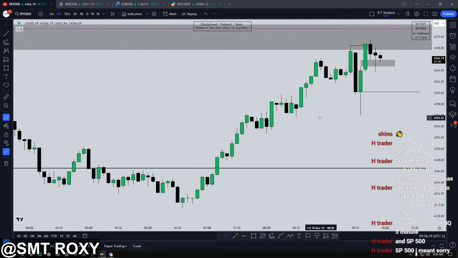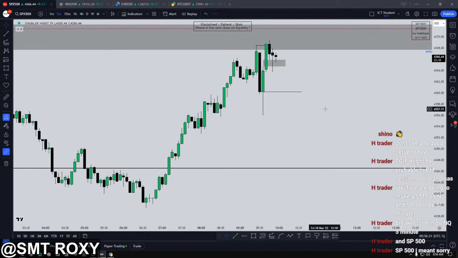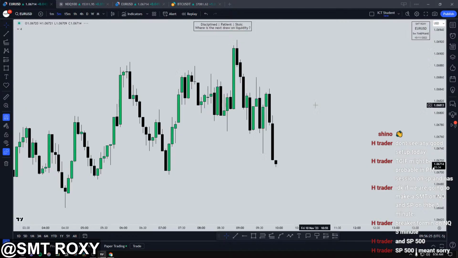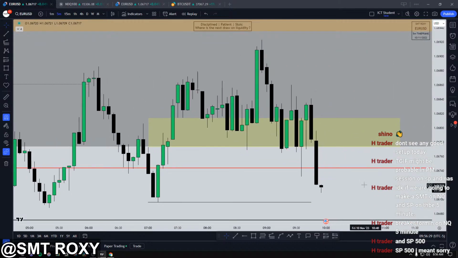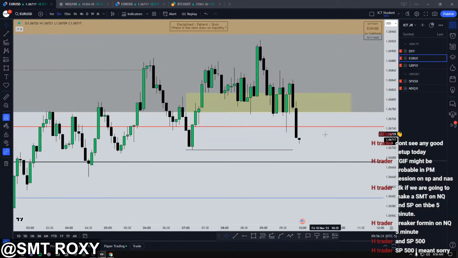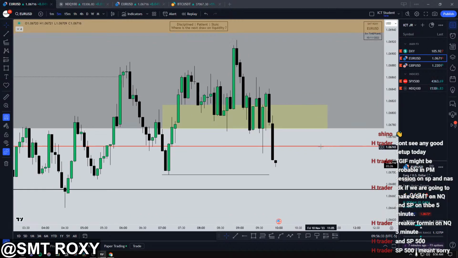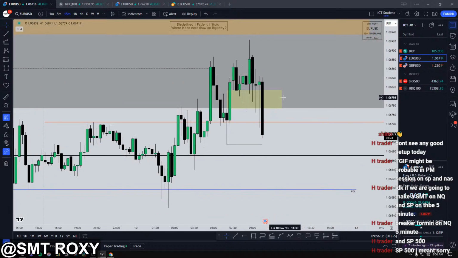S&P has been a lot weaker. If SPX drops, NQ is gonna follow, but it's gonna follow hard. That's kind of why I don't want to be trading NQ. Euro USD, the news better come out. A couple of minutes. Let's go to 15. The 15 looks clear.